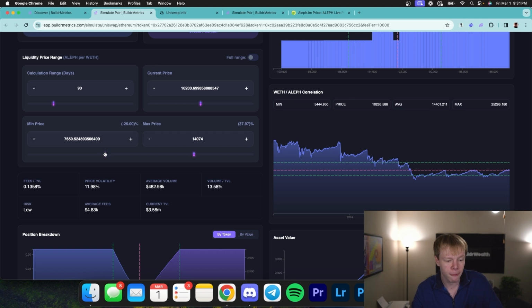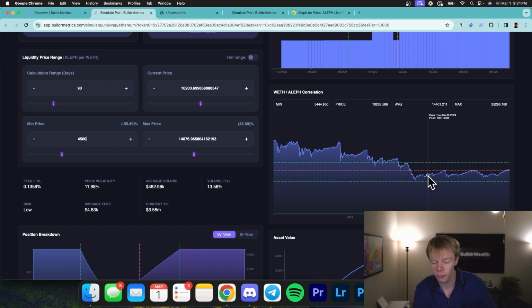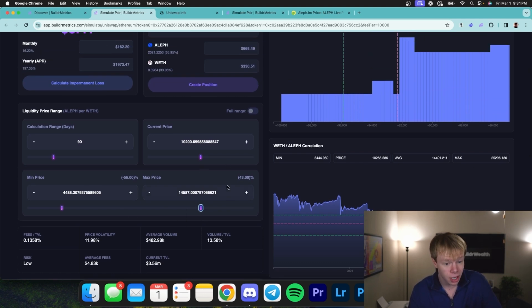So if I think that this Aleph asset is going to do really well in the long term, I'm going to want to bring this min price down. Personally, I'm going to bring it down to something like 4,500. And the reason why I'm going to use 4,500 is because I do want to give some allowance in the case scenario that Aleph does really good. And I'm also going to bring this max price up, so that in the case that Ethereum does do a little bit better, we have room for that.